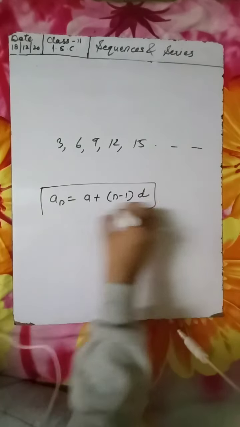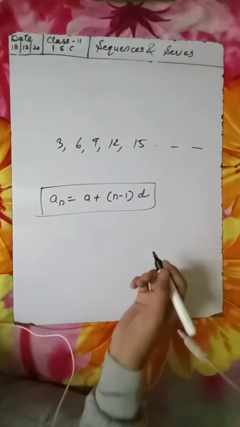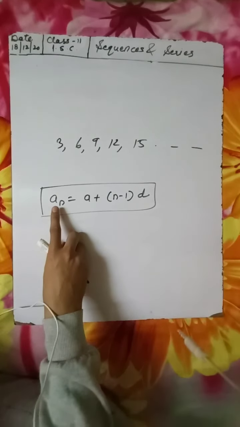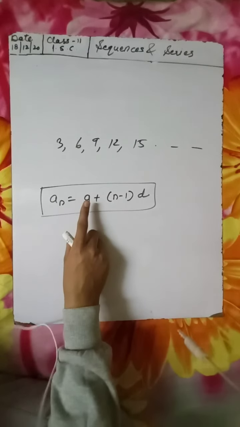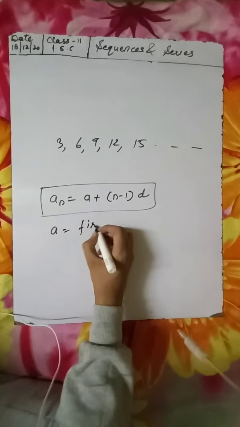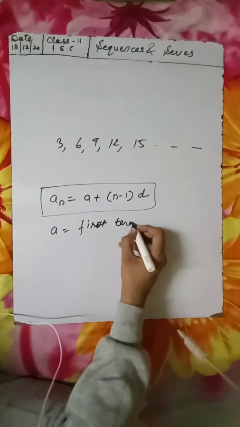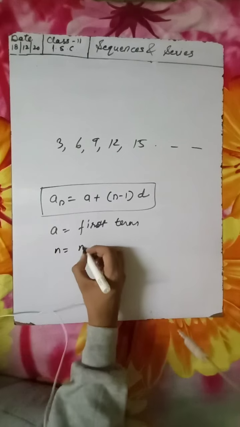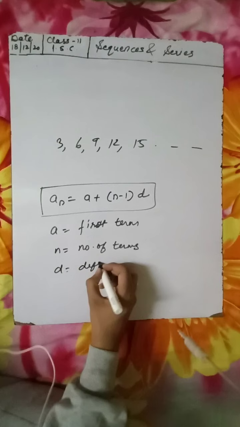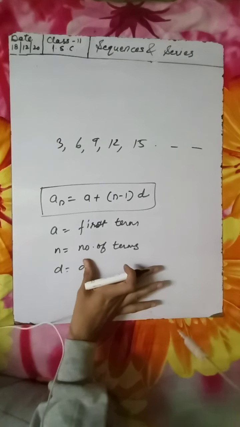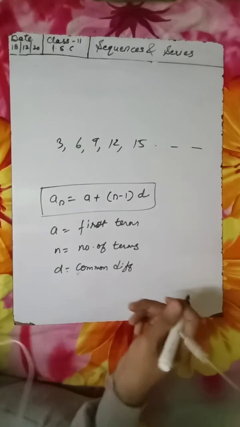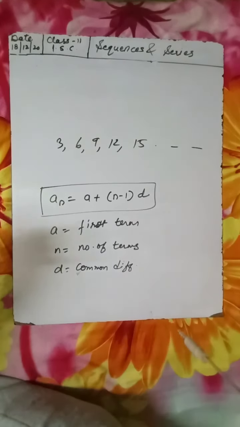This formula we have seen in the 10th class. If we want to find any term or last term, we used to use this formula: an is equal to a plus n minus 1 into d, where a is the first term, n is the number of terms, d is the common difference.